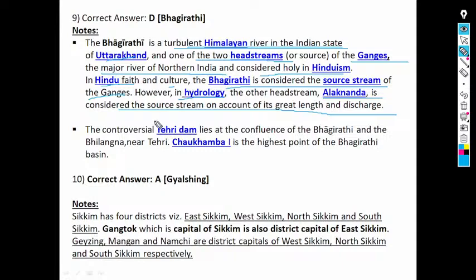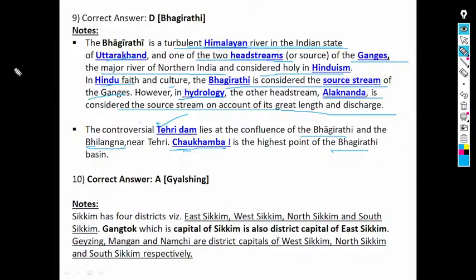The controversial Tehri Dam lies at the confluence of the Bhagirathi and the Bhilangana near Tehri. Chowkhamba is the highest point of the Bhagirathi basin.